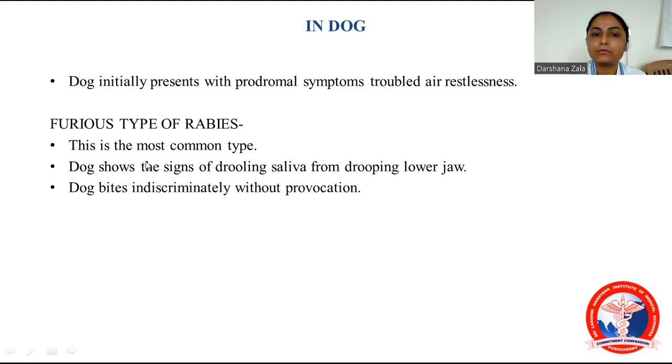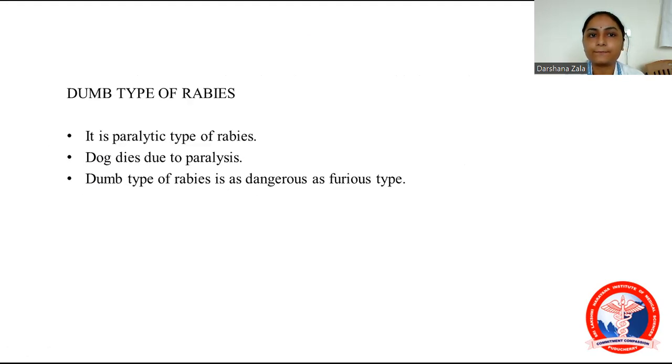There will be excessive salivation. Then the dog bites without provocation. So that is the furious type of rabies. Another is the dumb type of rabies. In the dumb type, you will see paralysis in the dog, and if you compare the dumb type of rabies with the furious type, both are equally dangerous.